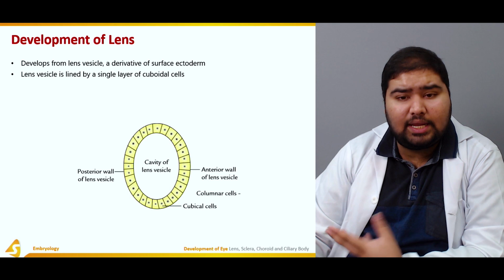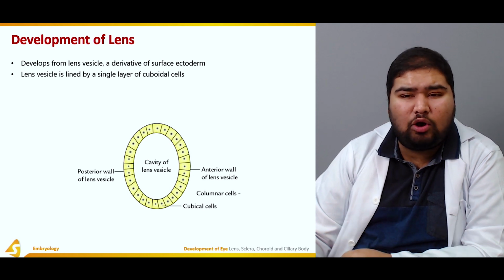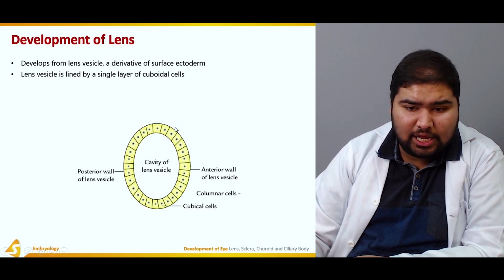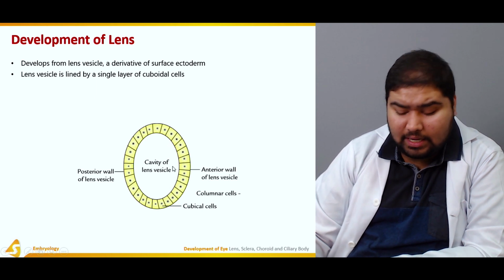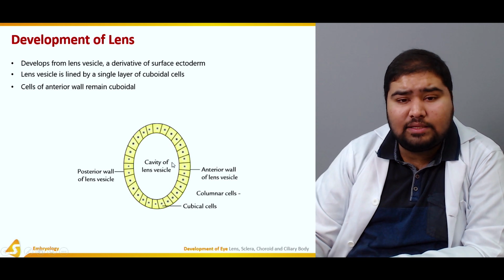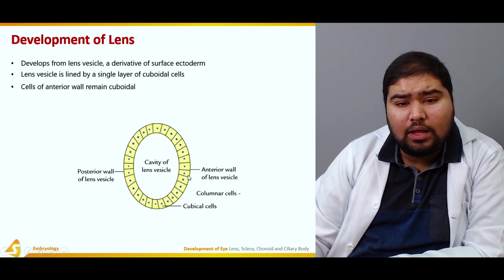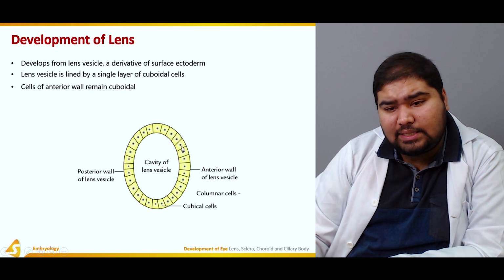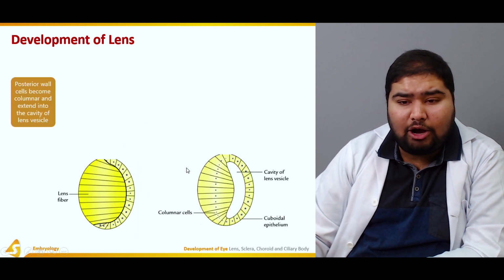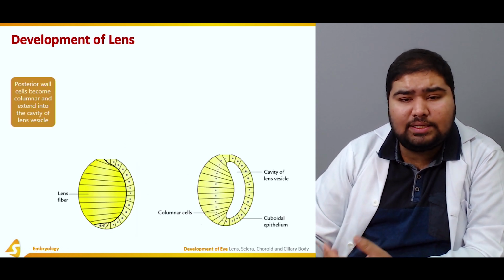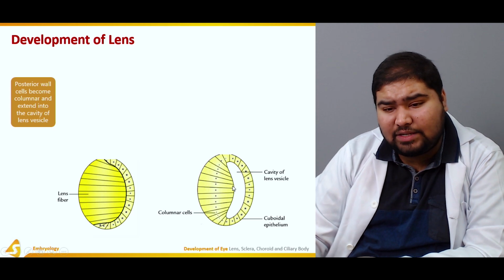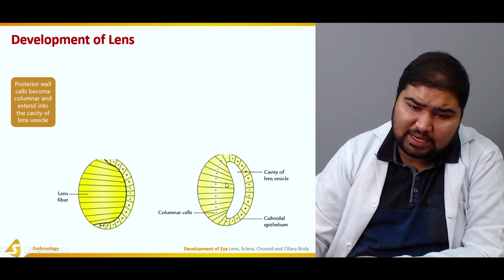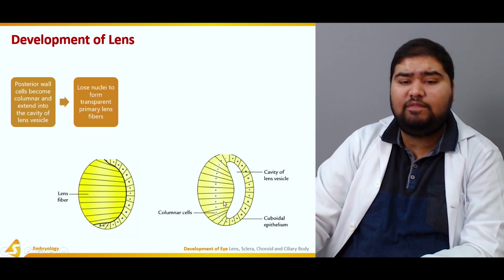The lens vesicle is lined by a single layer of cuboidal cells. Here you can see a single layer of cuboidal cells is lining the lens vesicle. The cells of the anterior wall, they remain cuboidal. However, the posterior wall cells, they become columnar. Here you can see that these cells have become columnar, extending into the cavity of the lens vesicle.